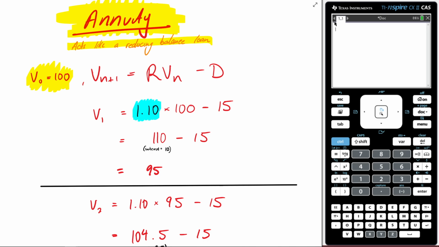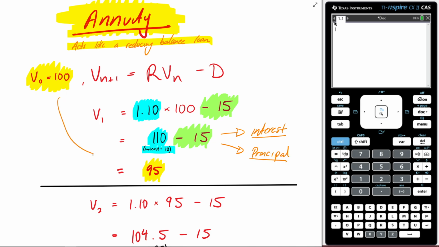And that means in the first month, I'm going to earn interest of $10. So now it's $110. But I'm also going to withdraw $15, which means my balance, this is important, is going to decrease. And the reason why it's going to decrease is because by withdrawing $15, I'm taking out the interest and also a little bit of the principal as well, aren't I? So I'm taking out both the interest and a bit of the principal, and that's why it goes down.